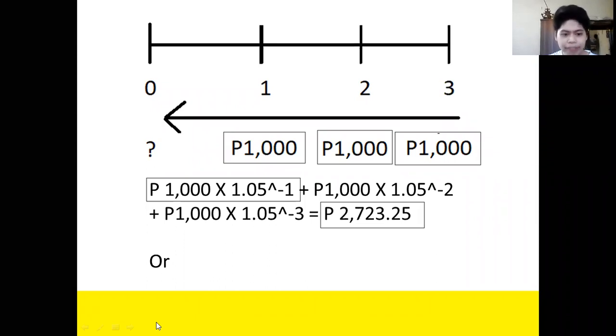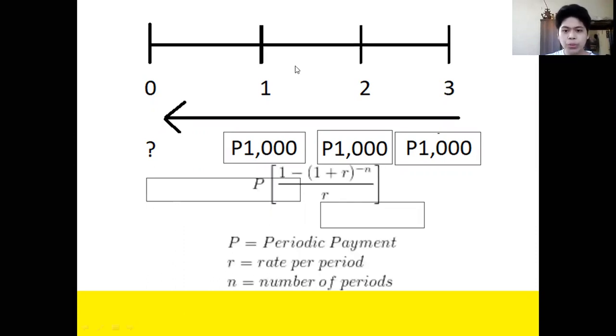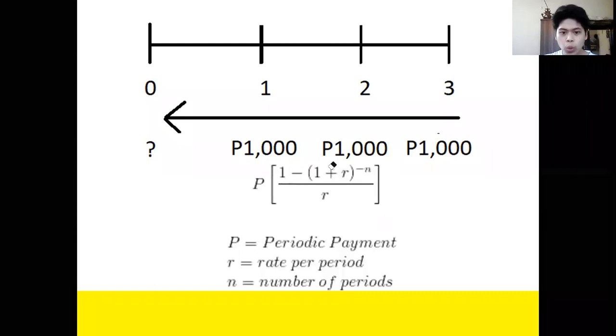Meron na naman siyang mathematical calculation if ever you have a scientific calculator. You can do this formula. So P times 1 minus 1 plus R raised to negative N, divided by R. So again, P for periodic payment, the periodic payment is 1,000 pesos. The rate is 5%. Number of periods, 3 periods. So that is the shortcut or the mathematical calculation, if ever you have a scientific calculator.